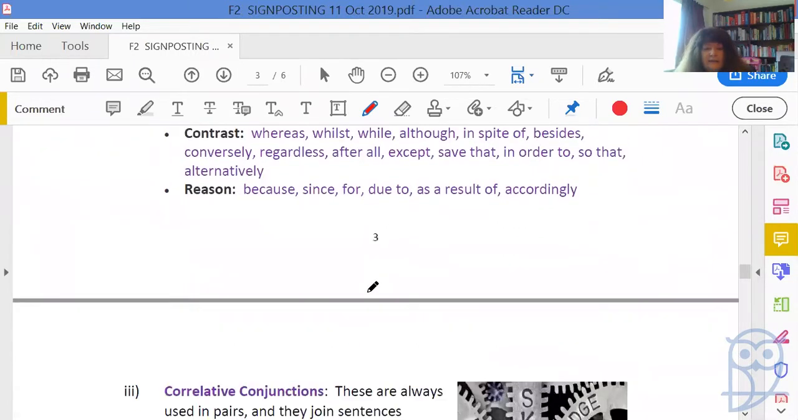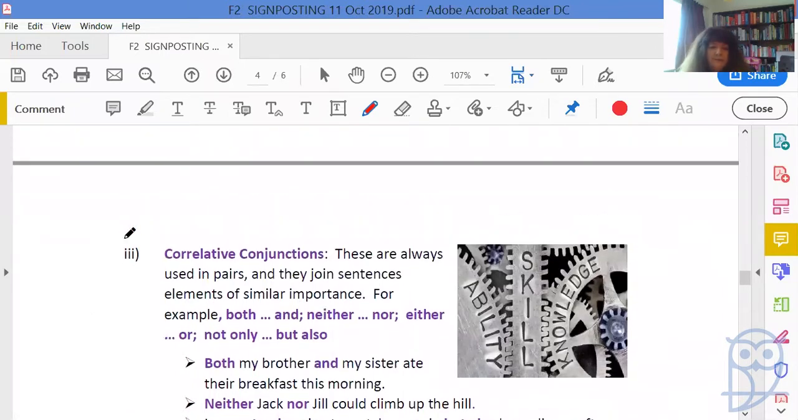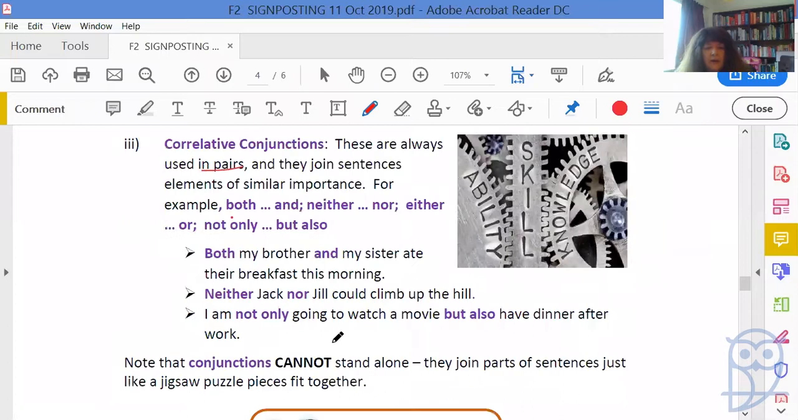Okay, and the third type of conjunction, correlative. They're used in pairs. There's not very many of them either. Both and, neither nor, either or, not only but also. Some examples: both my brother and my sister ate their breakfast this morning. Neither Jack nor Jill could climb up the hill. I am not only going to watch a movie, but also have dinner after work.